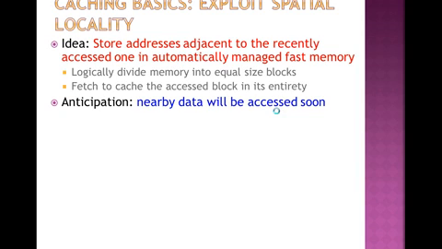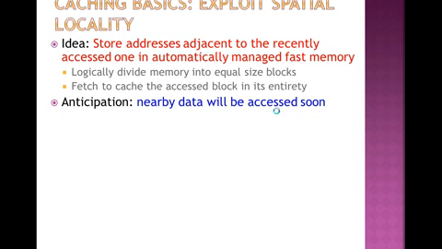Then how to exploit spatial locality? The idea is to store the addresses adjacent to the recently addressed one in automatically managed fast memory. Suppose I'm using n, then the physical memory also accesses n plus 1, n plus 2, n plus 3, n plus 4 and so on until the last value. Then logically divide the memory into equal size blocks, that is, multiple parts of equal size. Then fetch into the cache the address block in its entirety.